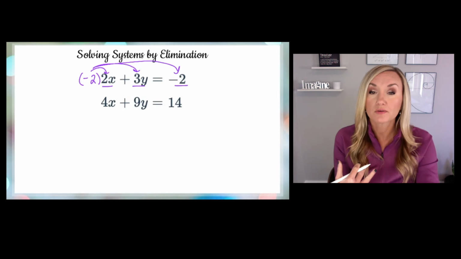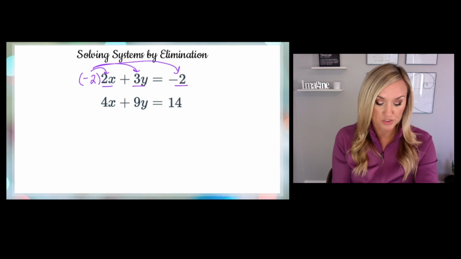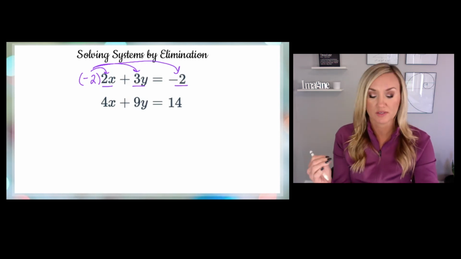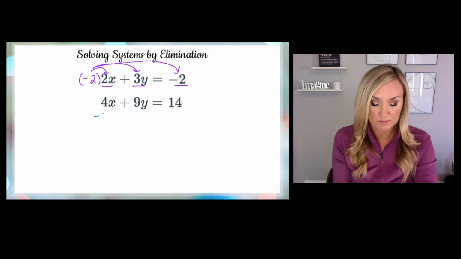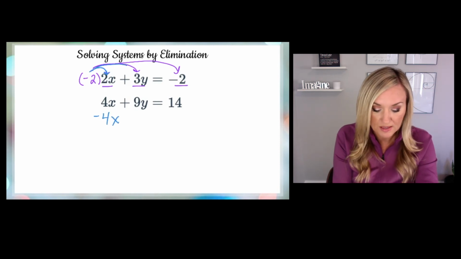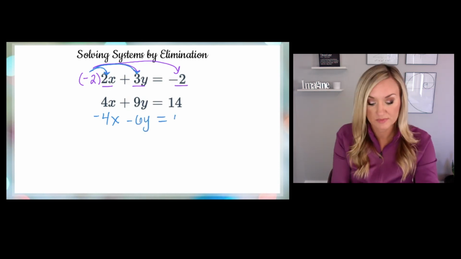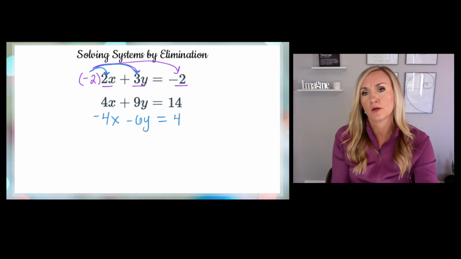And what I also like to do is to rewrite that equation after I have multiplied it. And what I'm going to choose to do is write it below the second one. So -2 times 2x is a -4x. I just multiplied these two. Then a -2 times 3, that's a -6y, equals a -2 times a -2, that is a +4.